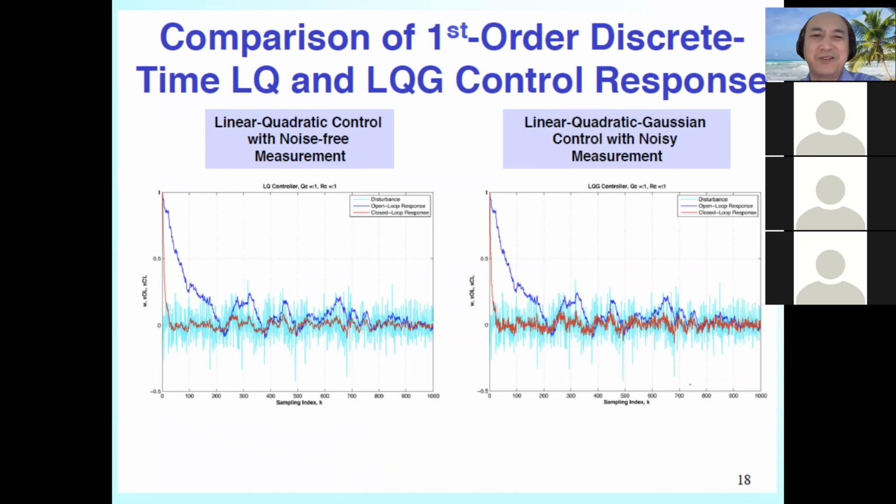I want you to pay attention to error LQG and error LQR. This is error LQR, and this is error LQG. Don't you see something similar? In fact, they are the same. This is by simulation. You will see, it's the same.